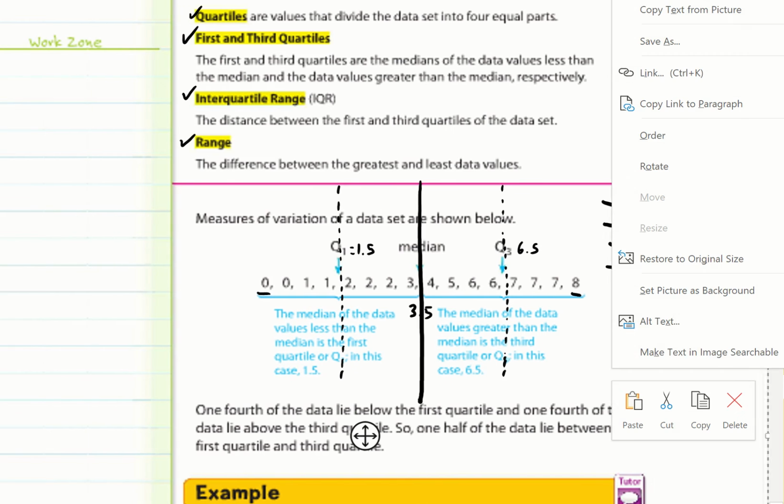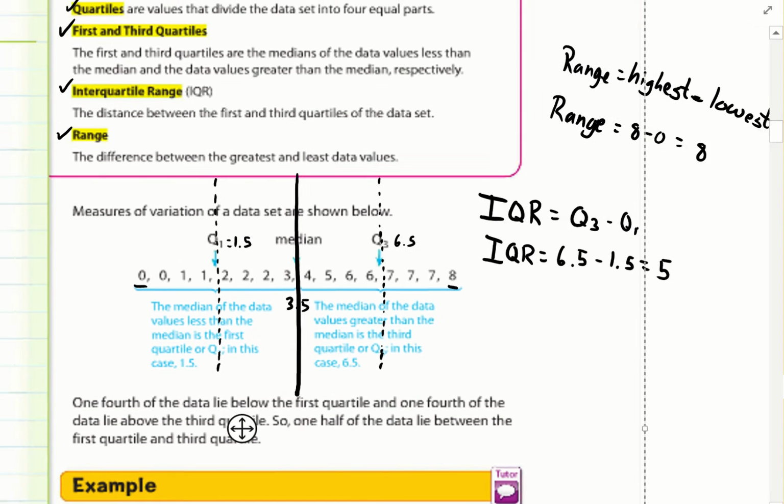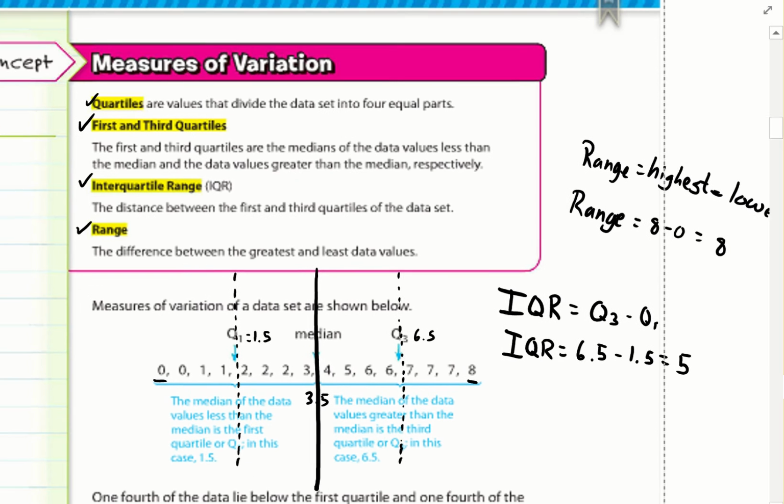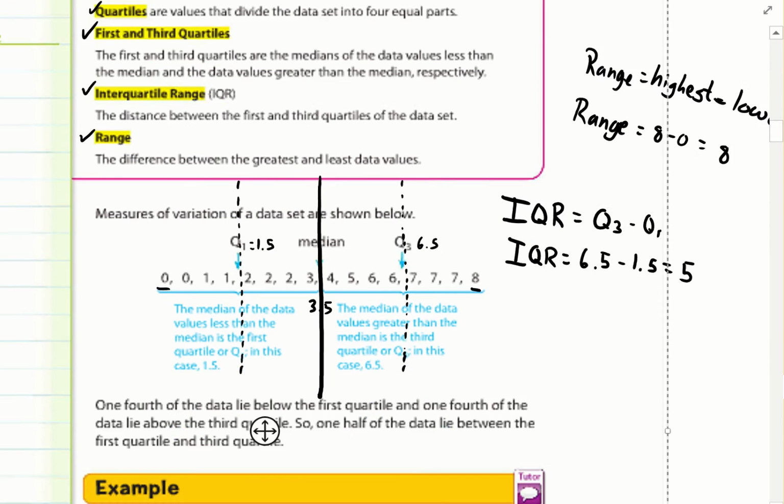So that's quartile 1 and quartile 3. Now to find the interquartile range, I subtract quartile 3 minus quartile 1. So it's 6.5 minus 1.5. For my range, I take my greatest and lowest data values. So my highest is 8, or my greatest, and my lowest is 0. So I take 8 minus 0. And that's how I find my measures of variation.